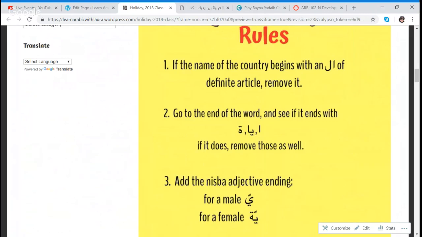there are a couple of countries that begin with an aleph lam. It's just part of the name of the country. Like, for example, the most common one is Almania. It begins with an aleph and a lam, but it's not that aleph lam of definite article. It just starts with an aleph and a lam. Okay, it's not like L something. So it's only when it's the aleph lam of definite article that you have to remove it.